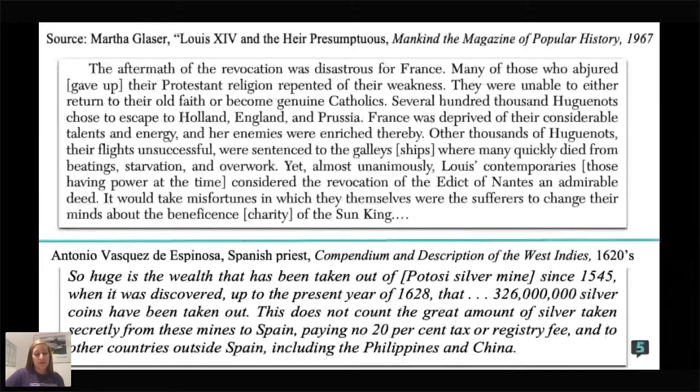The bottom document says Antonio Vasquez de Espinosa, Spanish priest, Compendium and Description of the West Indies, 1620s. So we haven't even looked at what the documents are actually saying yet. And so even without looking at these documents, let's just look at the sources.